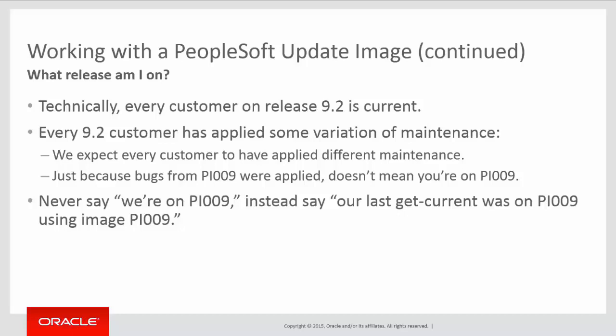If you take some maintenance from an update image, say PI 10, that doesn't mean you are on image 10. It means that you're on 9.2 and you have applied some maintenance, some of it being from PI 10. There's one additional thing to add. If you choose the option Apply Maintenance Not Yet Installed from the PeopleSoft Update Manager PIA pages, then you could be said to be on 9.2 and current with an image, say PI 9. It's a bit confusing, but the bottom line is, once you're on 9.2, you're on the current release and have applied some set of maintenance.